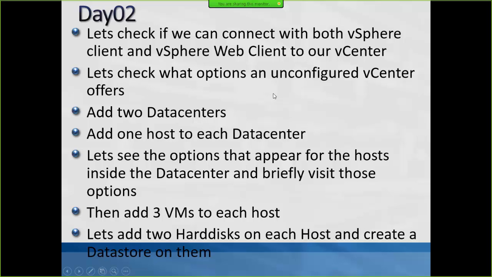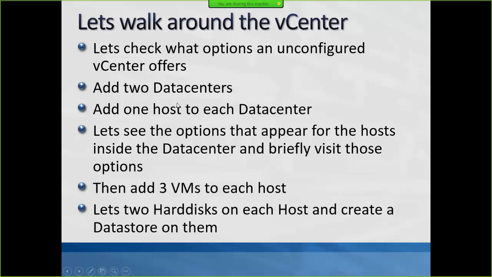Then we're going to be checking the options of vCenter, what it offers when it's unconfigured, and then we're going to add data centers. We're going to talk about what a data center is and why we are adding that. Then we'll add a host to each data center. Then we go for the options. There will be lots of options within the vCenter, of course, for configuring each host. And then we're going to be adding 3 VMs to that, adding 2 hard disks. So there's a lot of stuff to do, and when we do it, then we get to know, and the questions arise as well. Oh, why are we doing that? Why can't we do it this way or that way?